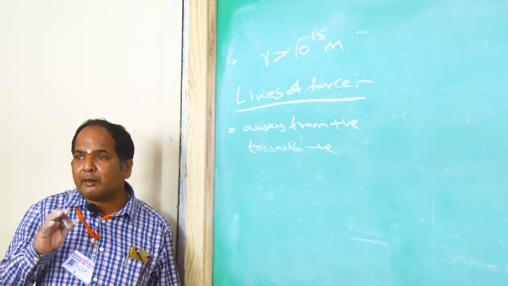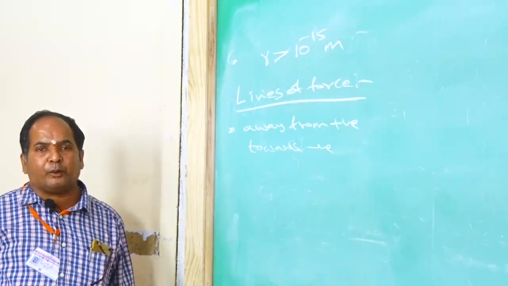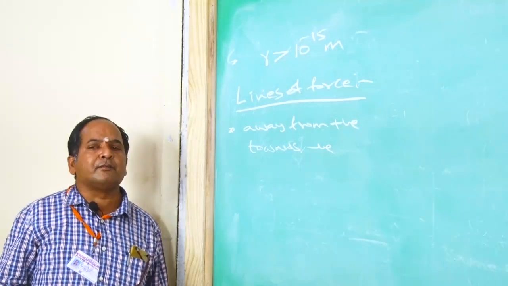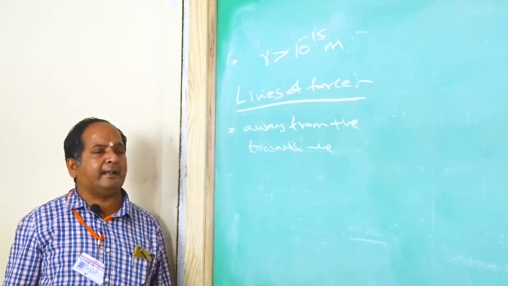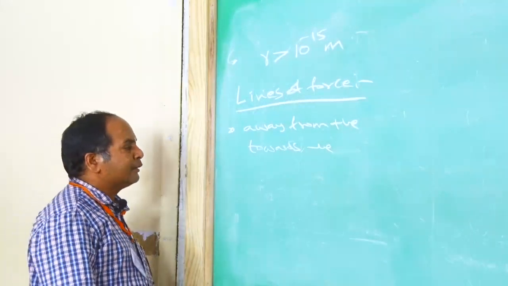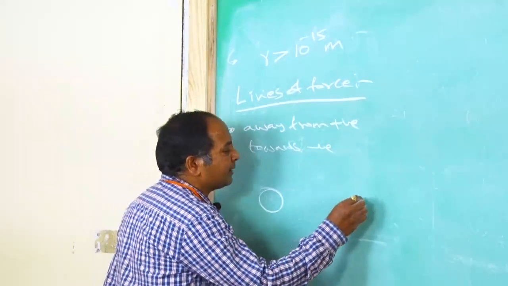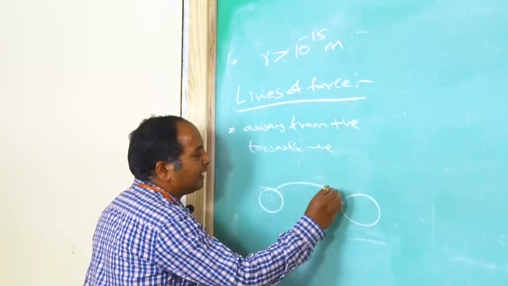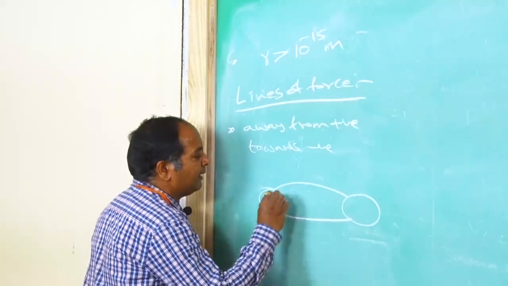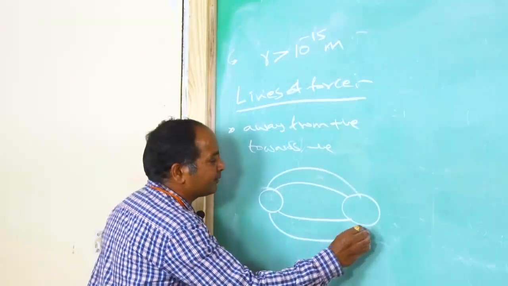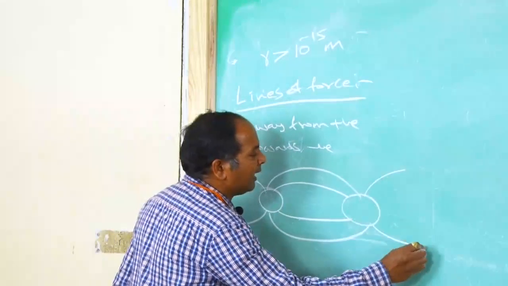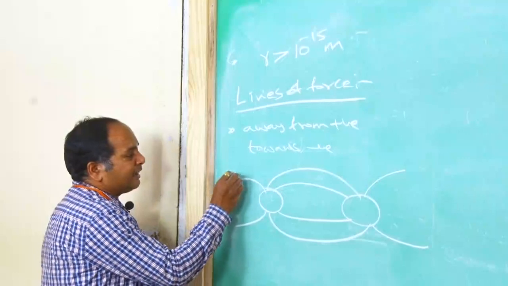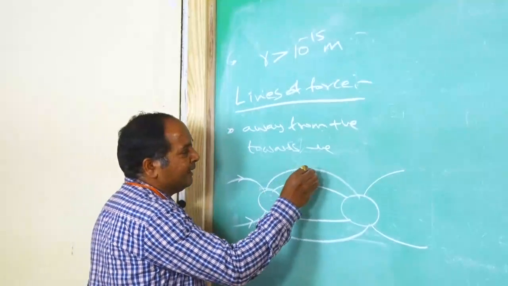If the lines of force are crowded, then the charge will be more. If the lines of force are liberated, then the charge will be less. Suppose this is one charge and this is another charge. The lines of force are given like this, and the directions are given like this.